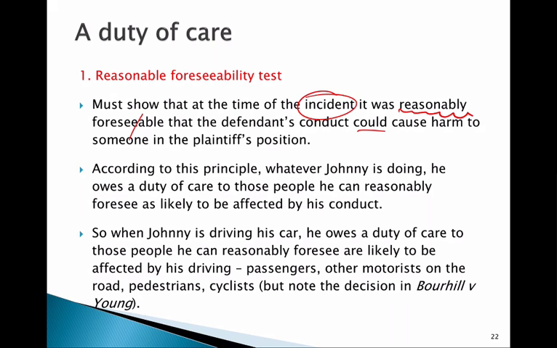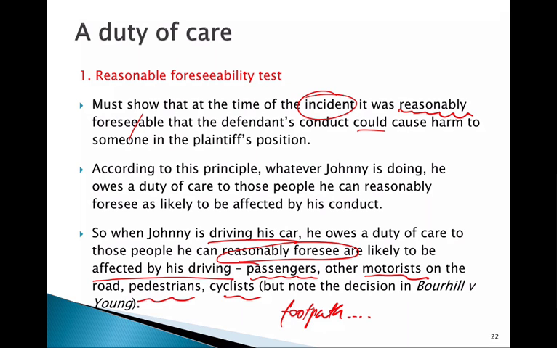We can see this very clearly, for instance, if we're driving a car. If you are driving a car, then we owe a duty of care to those who are going to be affected by your driving, or who we can reasonably foresee as being affected by our driving. That would include passengers, other motorists, pedestrians, cyclists, people on the footpath, etc. But one of the problems becomes, where does that end? Where does that reasonable foreseeability end?